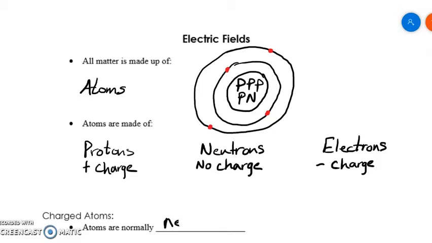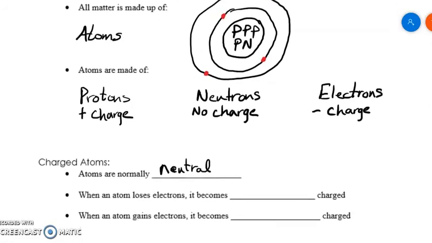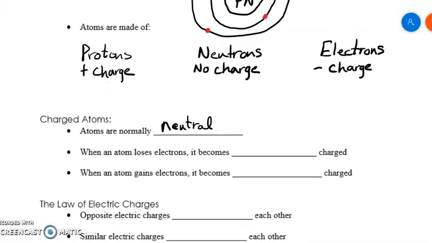Let's try that again. Atoms are normally neutral, which means they have the same number of protons and electrons. And this atom that I've drawn up here is a neutral atom. Same number of protons, 4, and electrons, 4. But when an atom loses electrons, it becomes positively charged.